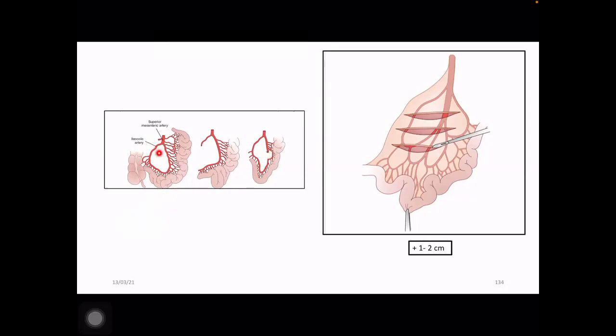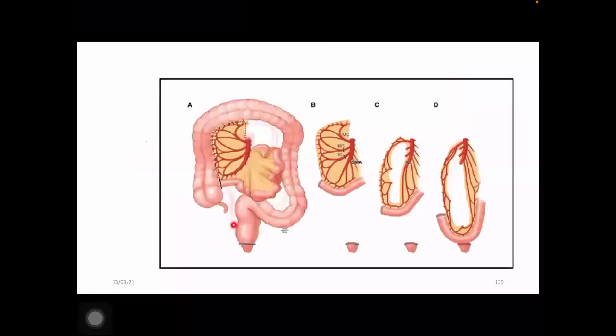So either you can ligate the ileocolic or you can ligate the SMA distally. Okay, so there are two things. The other thing you can do is multiple scoring of the small bowel mesentery, both anteriorly and posteriorly. This will give 1 to 2 centimeters. So number one, ligation of the ileocolic artery; number two, ligation of the distal SMA; and anterior and posterior scoring of the small bowel mesentery. So this is the ligation of the secondary arcade vessel.